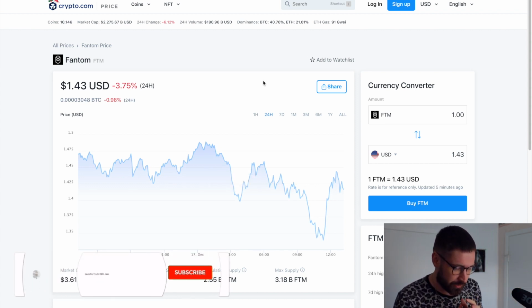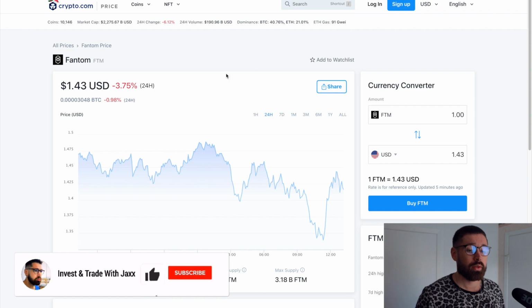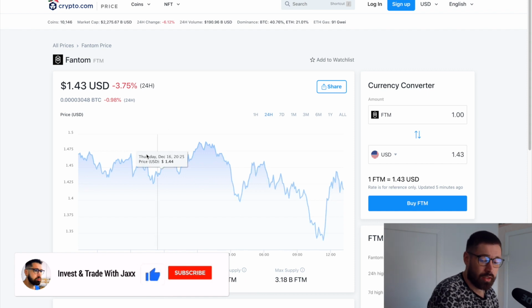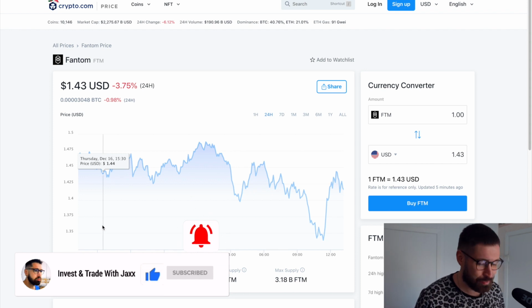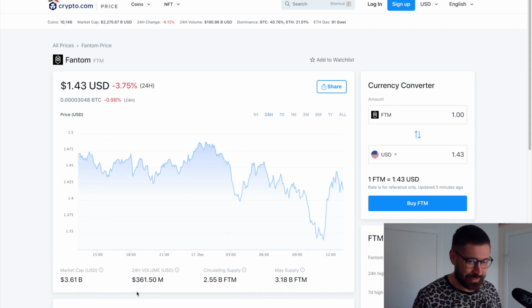Gonna go over Fantom, guys. Currently sitting at 143. We're down about 3.7 on the day. We're sitting at a market cap of 3.61 billion. 24-hour volume, 361 million.